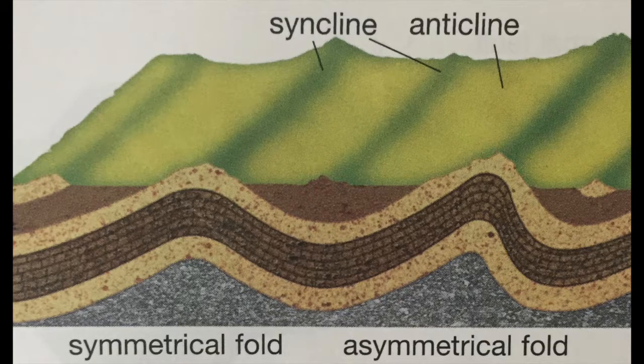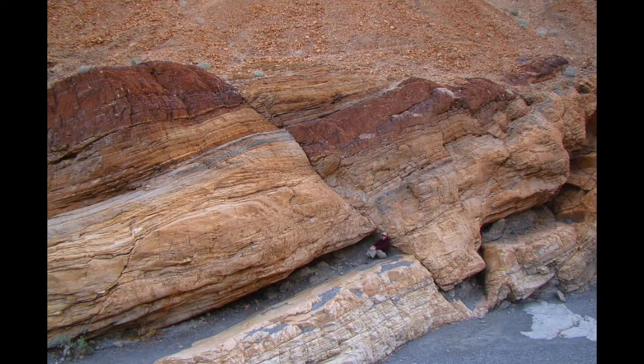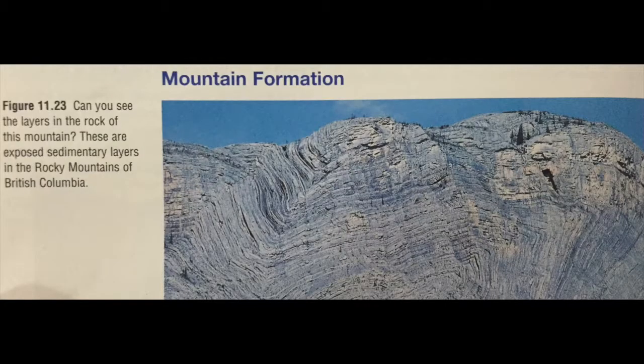Can you identify the top of figure 11.23 as an anticline or a syncline? So 11.24, these are the main types of folding action in mountain formation. So like the tips of the waves is the, looks like the syncline, and the bottom of the wave, or the trough, is the anticline.